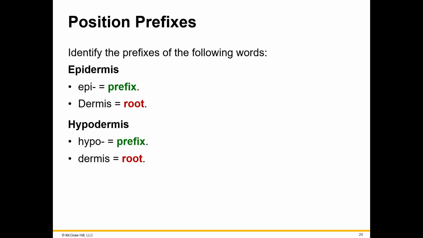So in this case, we have epidermis, which is the top layer of the skin. Epi is the prefix meaning upon, over, above. Dermis is the word root for skin. Now we're going to look at another area or location. Hypodermis means tissue layer below the top layer of the skin. So hypo is the prefix meaning below. Dermis is the word root meaning skin.